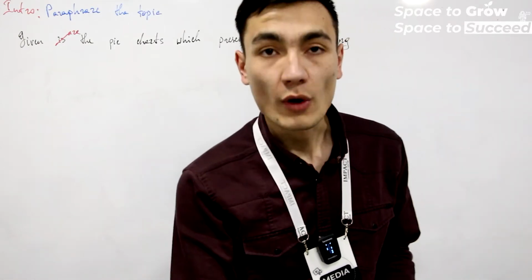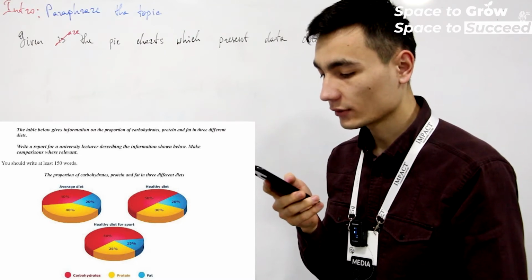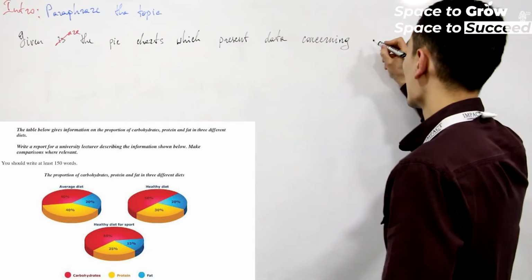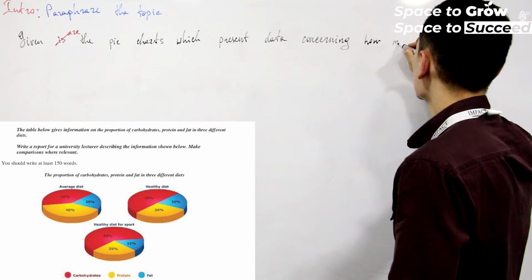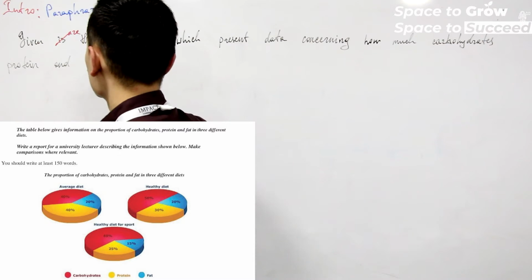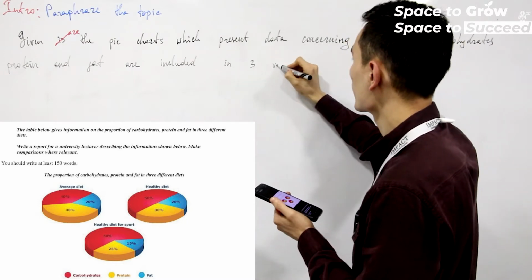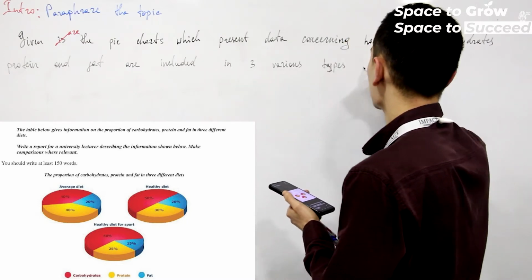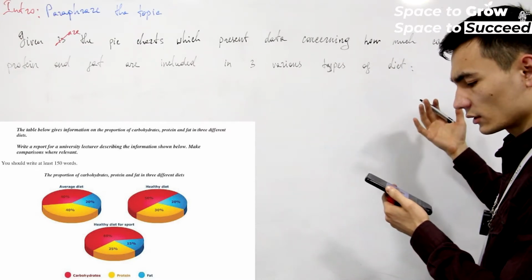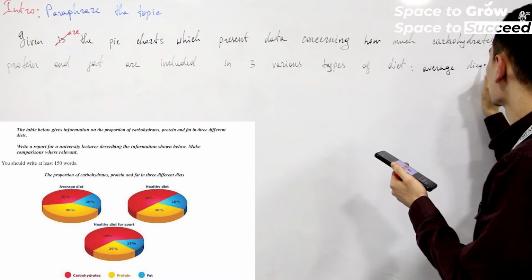Which present data concerning what? Concerning the proportion of carbohydrates. So instead of proportion, we say how much. How much? We just put a colon or names. We just need names: average diet, healthy diet.